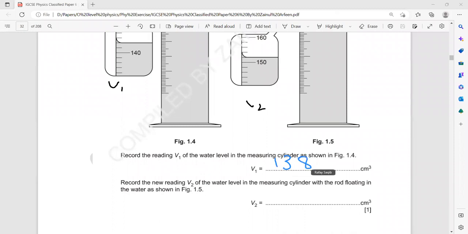Value for V1, 138. How 138? It is above 140, because this mark is 140. It's two lines above 140, so it will be 144. And this is 152, right? So 152 and 144.